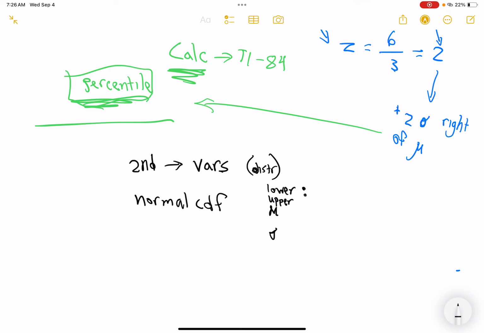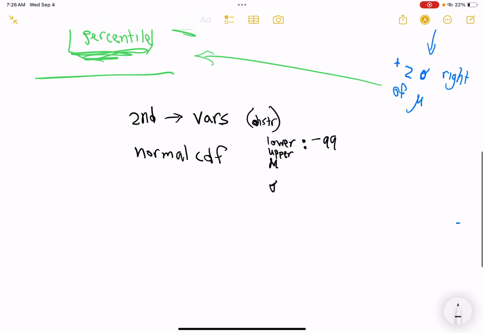You want to set your lower to -99. It may be -1E99. It might be a bunch of things. Just delete it and put -99 in for your lower. What you're saying here is go as far back to the left of my distribution as you can. Make that my lower bound. For your upper, you're going to put your z-score in. So this should make sense for people who've done calc before. What we're basically saying is, give me all the values between the lowest you can think of and my z-score.